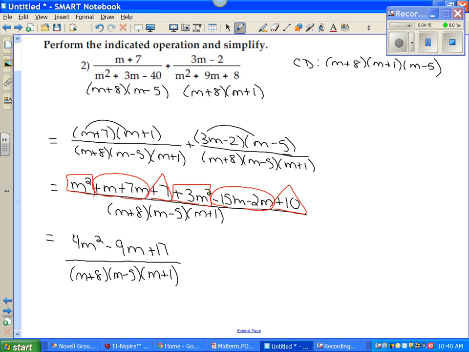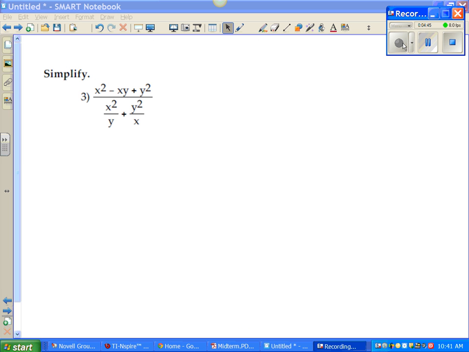Is it factorable? I don't think so. So that'd be it. Okay? You ready to try another one? Okay, I'll wait. Okay, so go ahead and give this one a shot. Complex fraction.